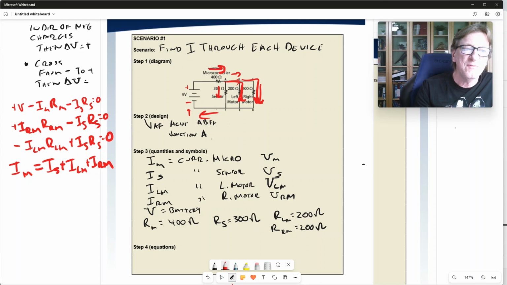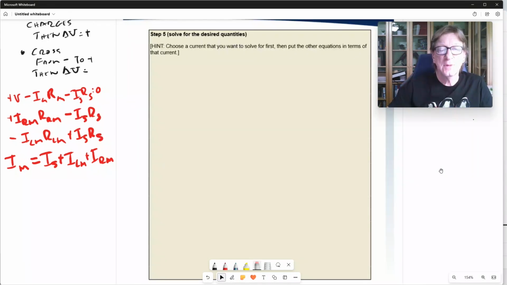So now V is a known. It's given to me. All my resistances are known. Those are given to me. The microcontroller, the sensor, the left motor, and the right motor currents are my only unknowns. I have 4 equations and 4 unknowns. I'm ready to go. So at this point, the physics is over. There's nothing to do but solve these simultaneous equations.